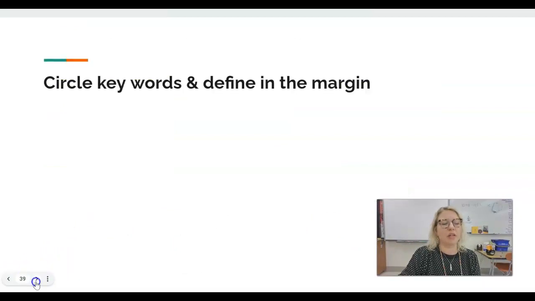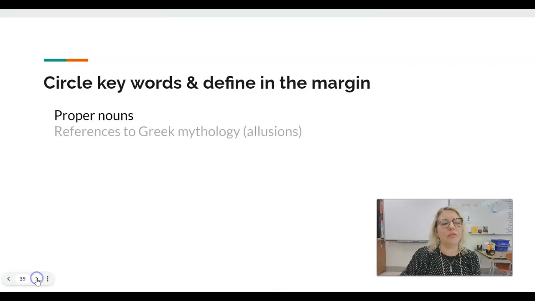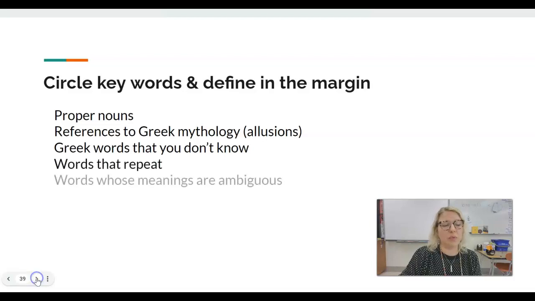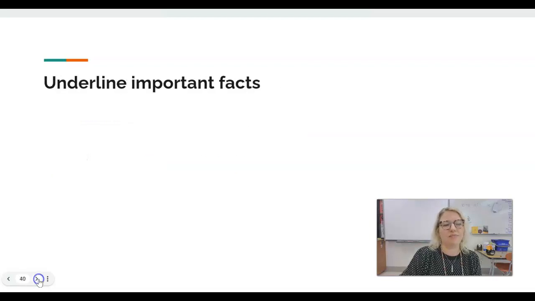Good stuff. Now, as we're reading together as a group, you're going to want to circle keywords and define them in the margin. Look for things like proper nouns, references to Greek mythology, allusions, Greek words you don't know, words that repeat, words whose meanings are ambiguous. If the word has more than one possible meaning, look it up and try to pinpoint how it's being used in context and define it.